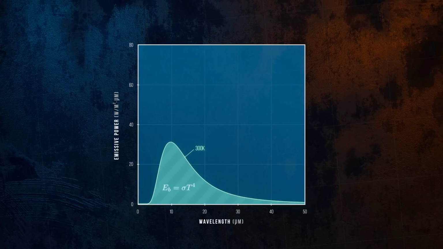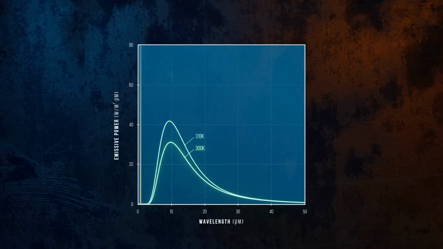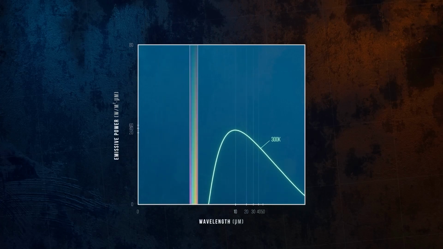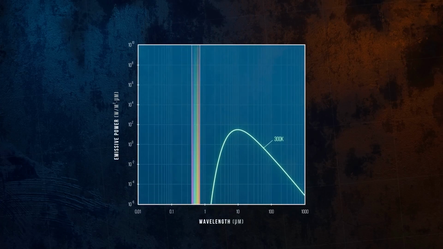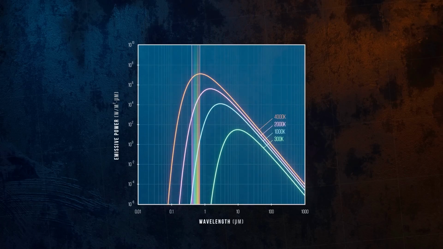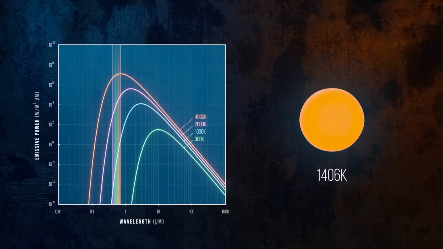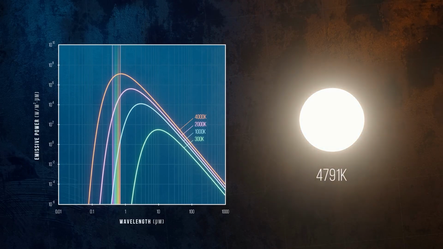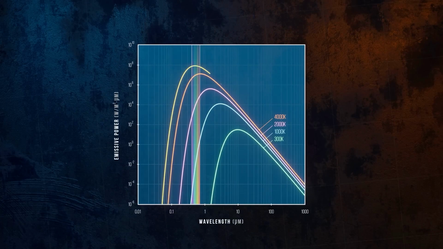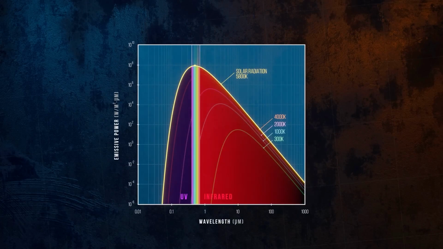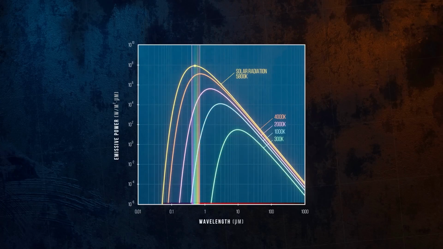The radiation emitted by a black body isn't all the same wavelength. For an object at 300 Kelvin, which is about 27 degrees Celsius or 80 degrees Fahrenheit, the radiation is mostly in the infrared range. But as the temperature increases, the radiation shifts toward shorter wavelengths. This is why objects glow when they get hot. For example, the surface of the sun is about 5800 Kelvin and it emits mostly visible light, along with lots of energy in the UV and the infrared parts of the spectrum.